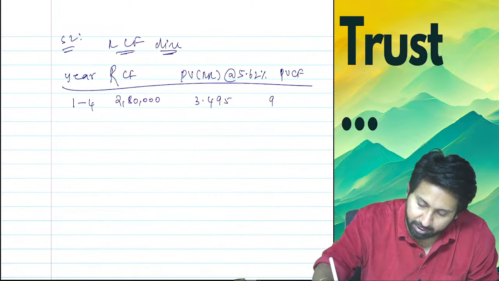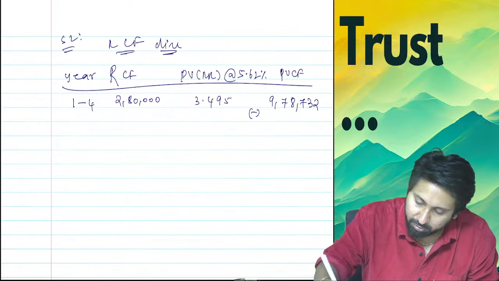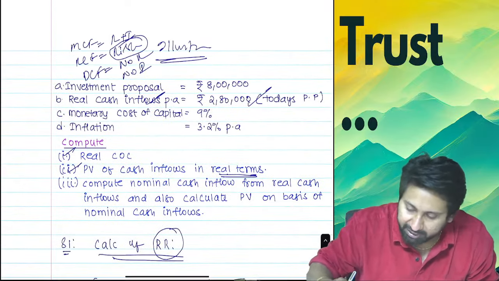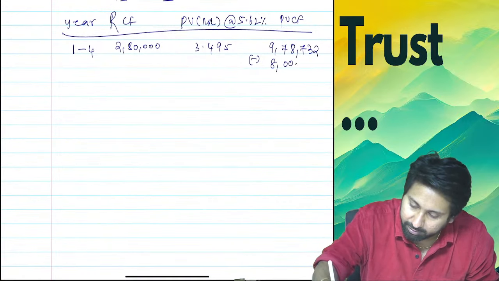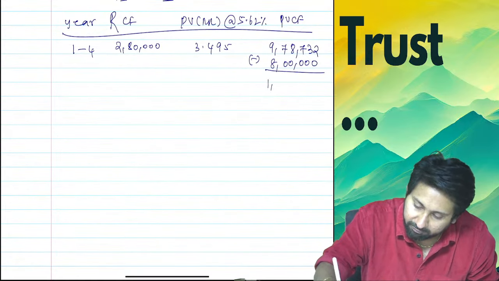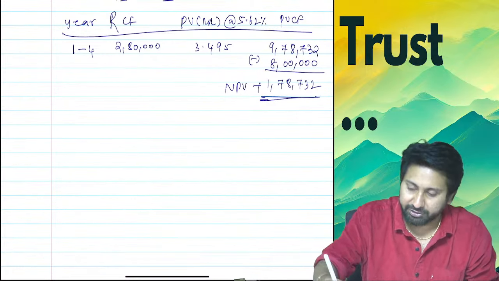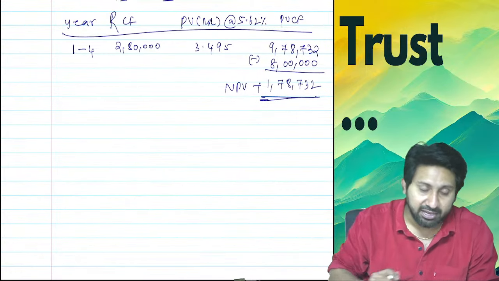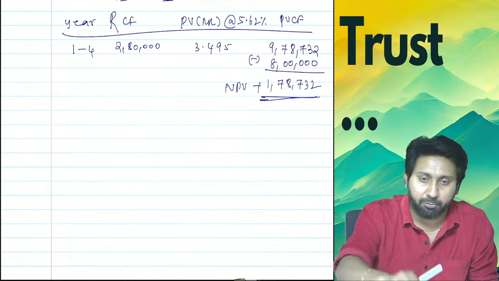3.495. Okay. 9,78,730. This is the discounted inflow. Minus the discounted outflow, 8,00,000. 1,78,732 will be the NPV, positive. 1,78,732 is the positive NPV.